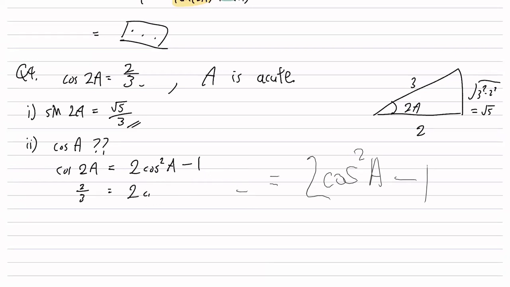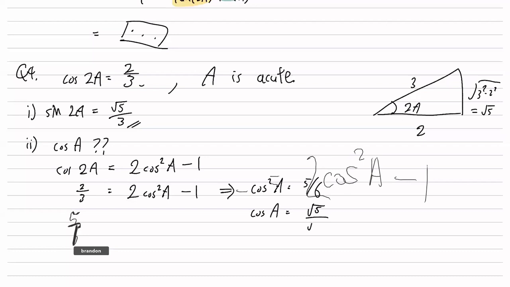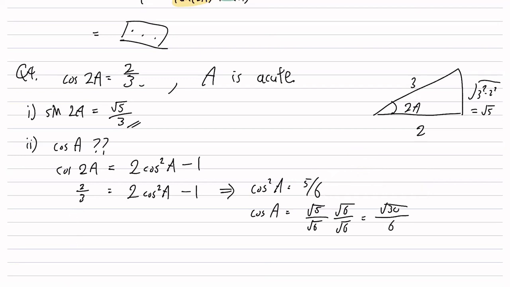Then just solve for cosine square. I'm not gonna do the substitution with x. So plus 1, then you divide by 2. So 2/3, you plus 1, then you divide by 2, you get 5 over 6 for cosine square A. And then after that, you take a square root. So cosine A equals to positive square root 5 over square root 6. You can rationalize. Then you get square root 30 over 6.